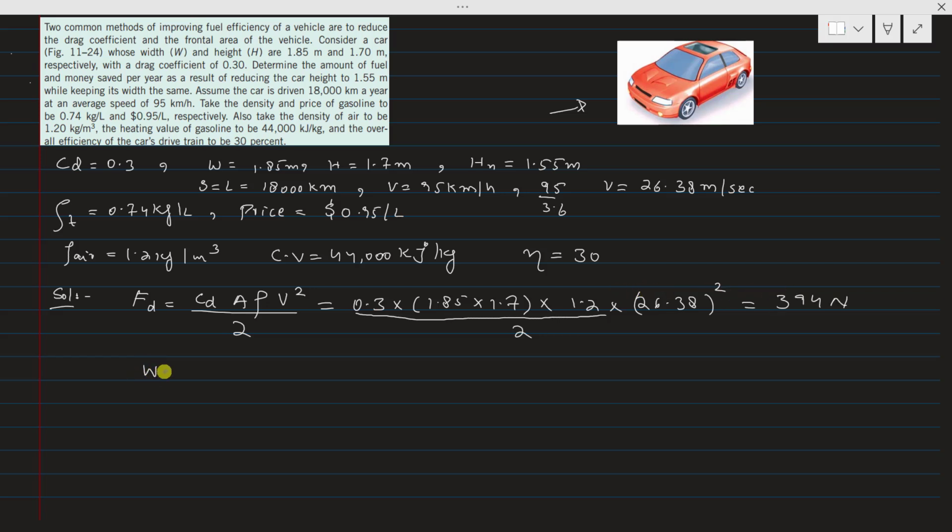Work done by the vehicle is equal to F drag multiplied by the distance it covered. So F drag is 394 Newton.